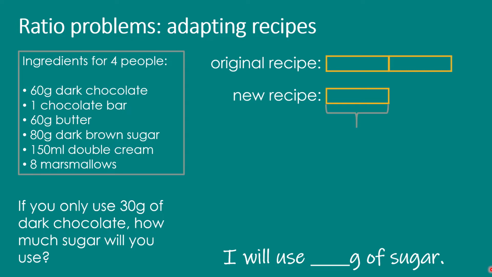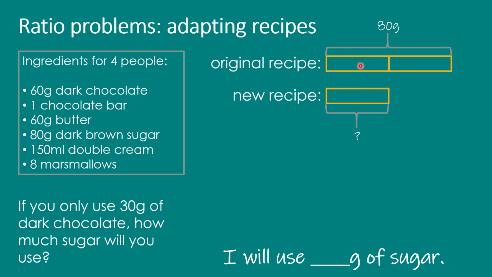Let's put in then what we're looking for. It's the sugar in the new recipe, isn't that right? And we're working with sugar. So what do we know about sugar in the original recipe? We use 80 grams altogether. So now looking at our bar model, what calculation is jumping out at you? I hope you can see it.